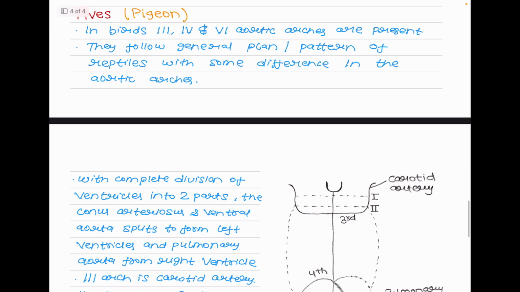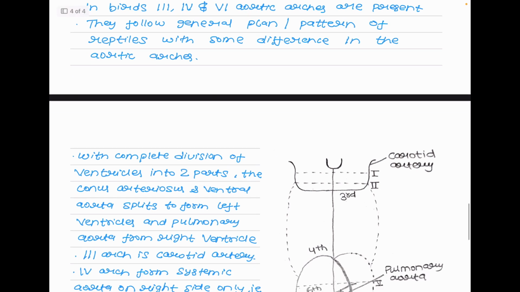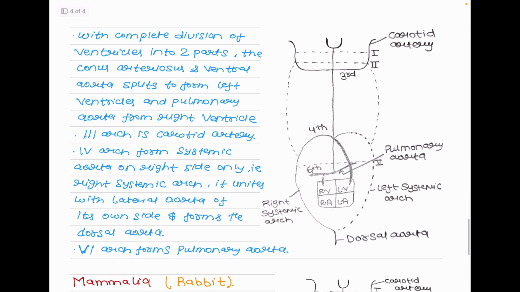Now we'll discuss aves, specifically the pigeon. Similar to reptiles, only the third, fourth and sixth aortic arches are retained, but now the ventricles are completely separated. The ventral aorta splits. Right systemic arch, which was the fourth aortic arch, continues as the only systemic aorta. Third aortic arch, which is the carotid artery. Sixth aortic arch, which is the pulmonary artery. The left systemic arch disappears, leaving only the right aortic arch to form the dorsal aorta. This completes the separation, supporting efficient double circulation.